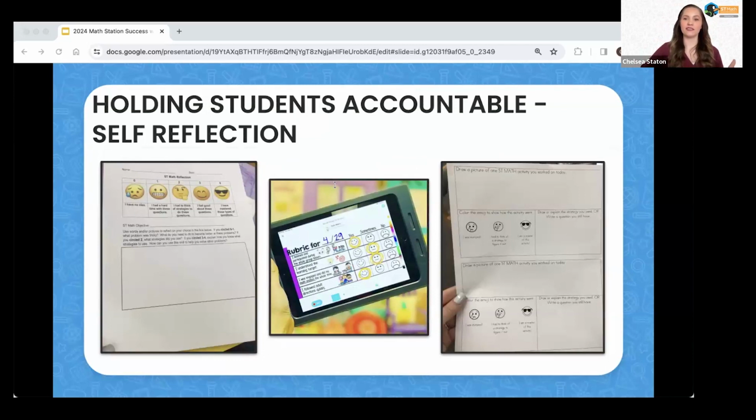So some of the pictures on this slide are reflections related directly to ST Math, and then some are more just reflections on attitudes and how we followed procedures. I love that the one in the middle is digital because it most likely can be easily shared with students' grown-ups, so it's an added level of accountability, because whoever your adult is at home is also going to see this reflection of your week for stations.